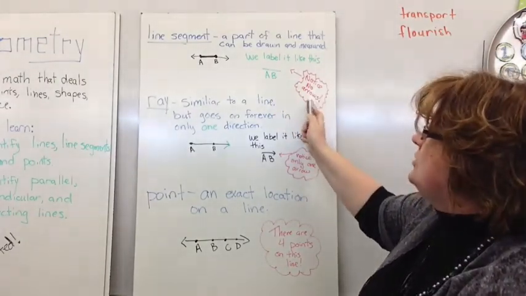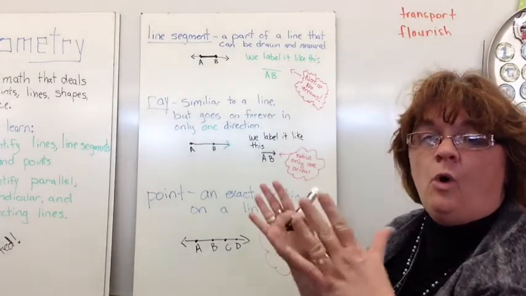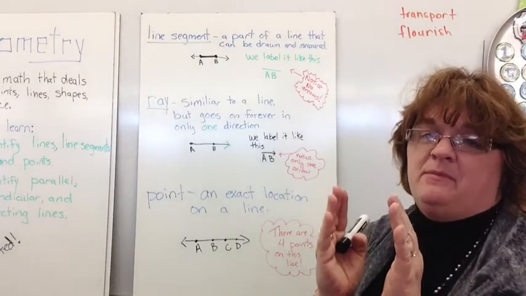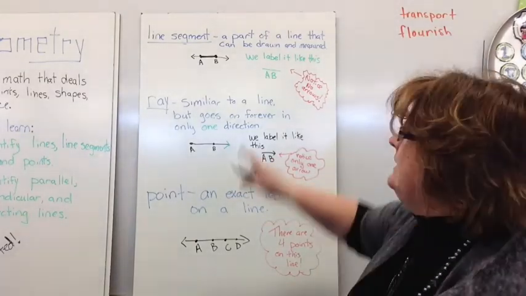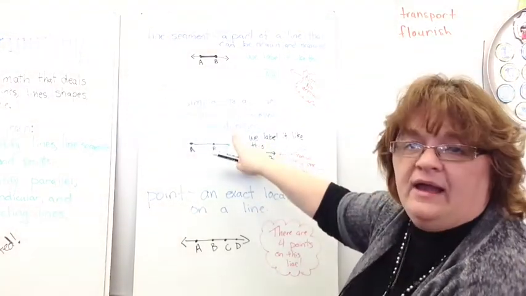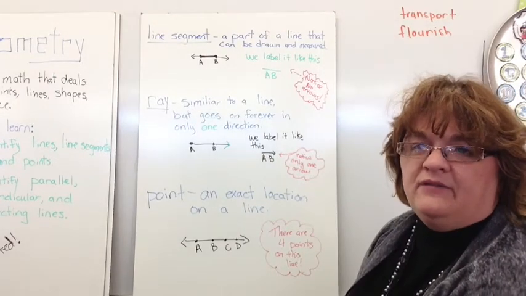You'll notice that there are no arrows. That tells me that we're not talking about the whole line. We're only talking about a piece of it, a part of it that can be measured. It's really important that you remember no arrows on that. Go ahead and pause the video, and we're going to write down ray, the definition of a ray.